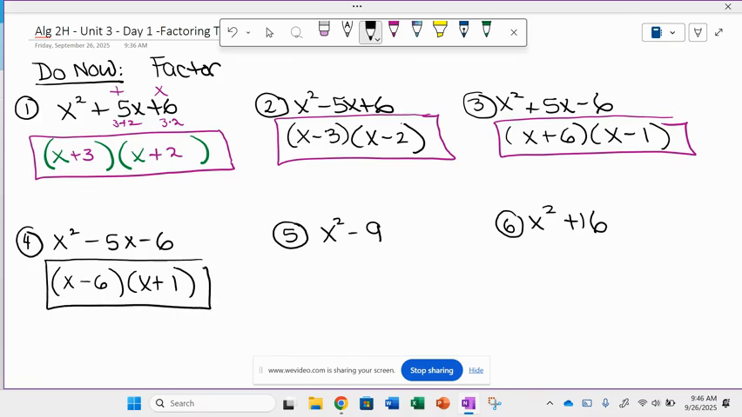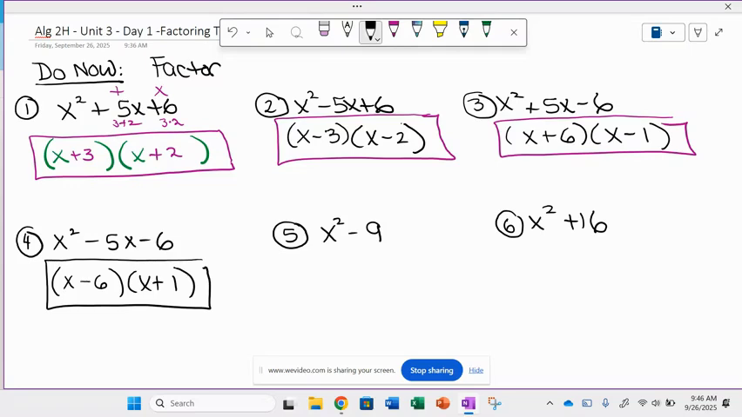All right, how does number 5 visibly look different than the other 4 problems we just did? How does it look different? Ariana? There's no middle term. This is only 2 terms. Everything else was factoring a trinomial. This is factoring a binomial. And when it comes down to a binomial, our only option for factoring is a DOTS.